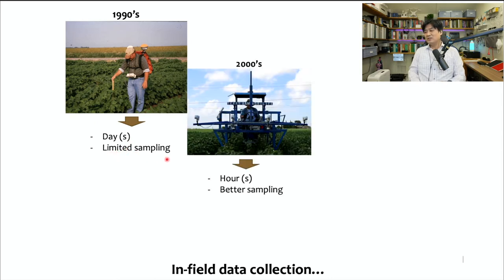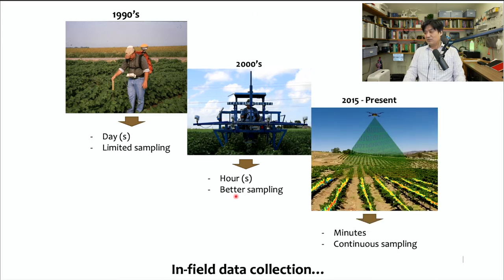So in the early 2000s, people started looking at ground platforms, where you're going to be driving a tractor over the field anyway, so why not just mount a sensor? You see this GPS over here. They sometimes have GreenSeekers to get spectral signatures, and mount devices to measure height, etc. This is a great improvement. Instead of days, you maybe cover the area in hours, but it's still not continuous coverage. It's sampling a few spots in the field.